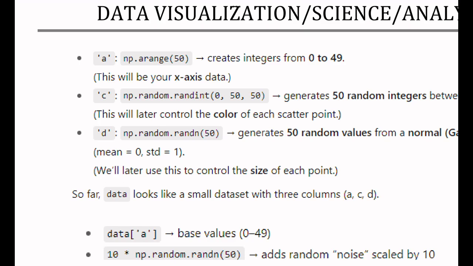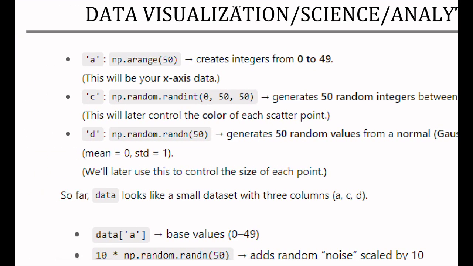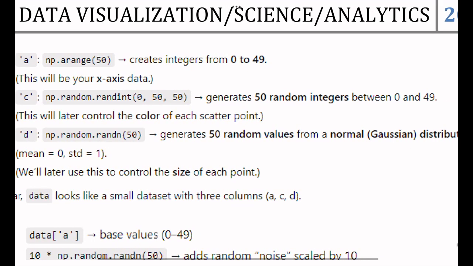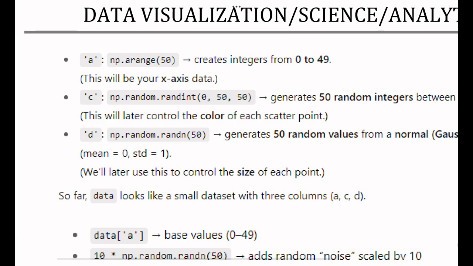So np.arange means create integers from 0 to 49, and np.random.randint means take the data from 0 to 50. It will generate between 0 to 49 actually, not 50. So it will control the color of each scatter point.